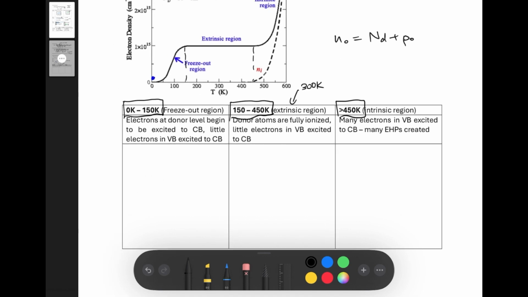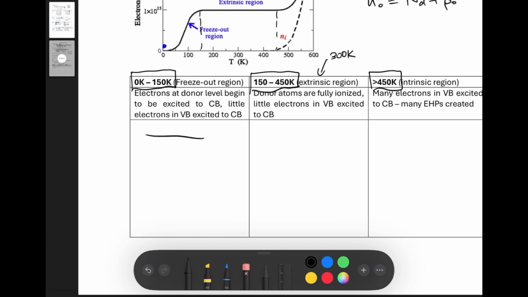So we are going to start from the freeze-out region here, where the electrons at the donor level begin to be excited to the conduction band, but few electrons in the valence band are excited to the conduction band. So this is the donor energy level. And this means that some of them are being excited to the conduction band, while many of them still remain in the donor energy level here, and very, very few electrons in the valence band are being elevated, excited to the conduction band.